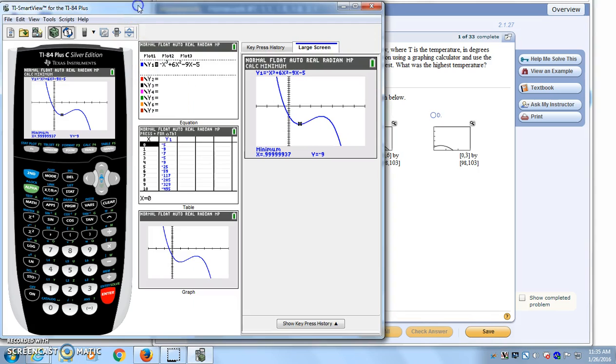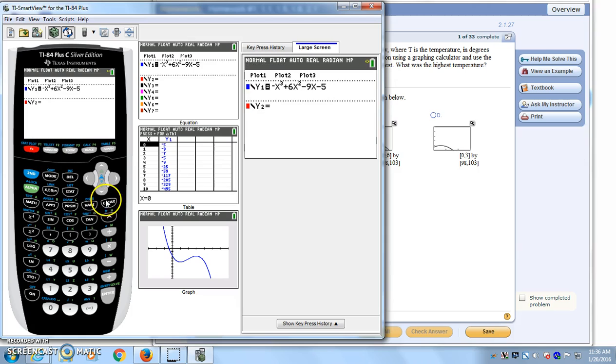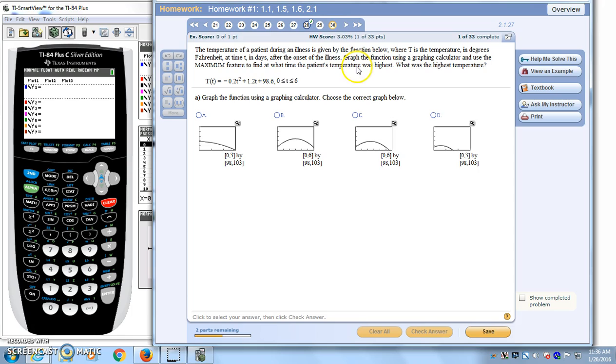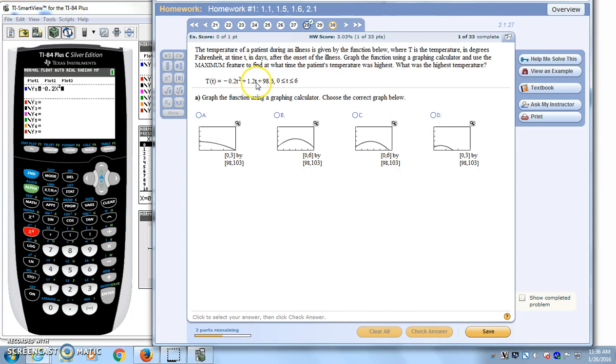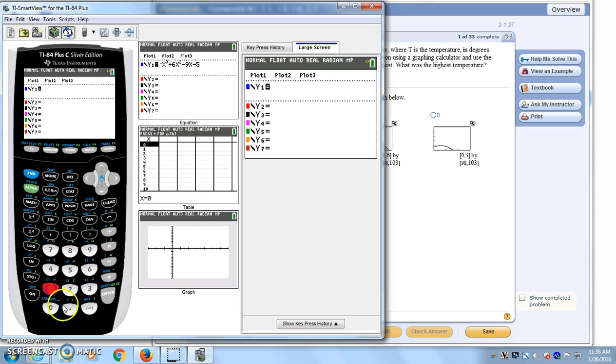So I'm going to go back here to my calculator, and I'm going to go to y equals, and I'm going to clear this one out. And I'm going to type in this new function, which is -0.2. Now we don't have a t button on our calculator, we just have x. So I'm going to pretend everything is in terms of x. So we got -0.2 x squared plus 1.2 x plus 98.6.